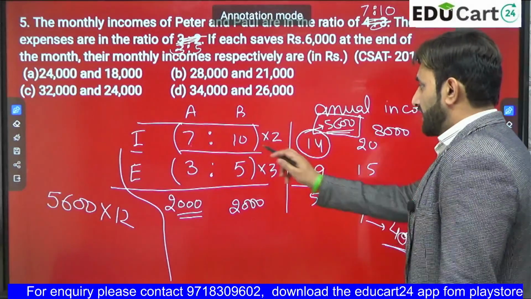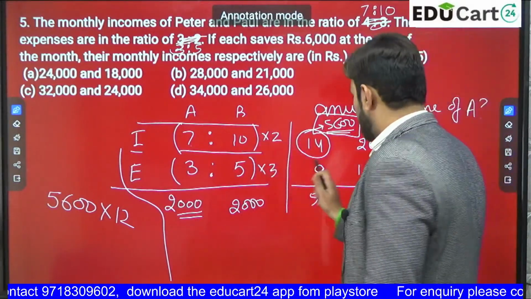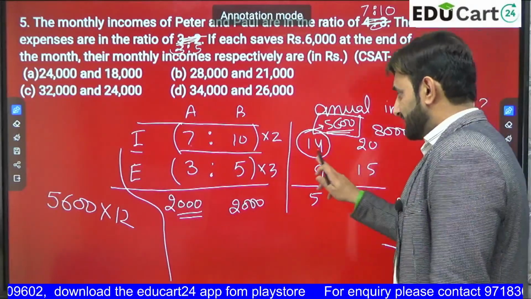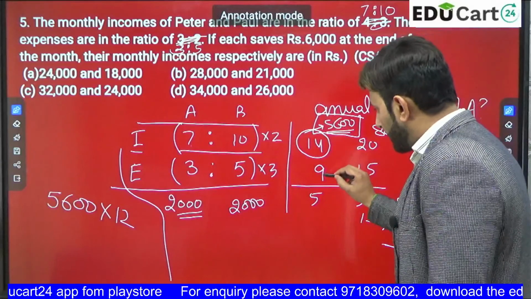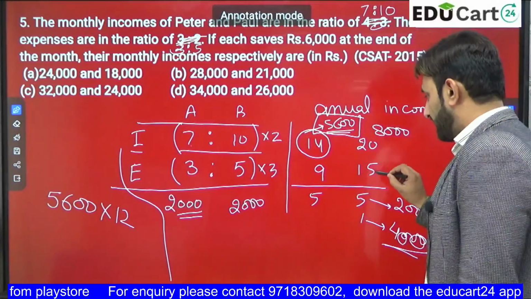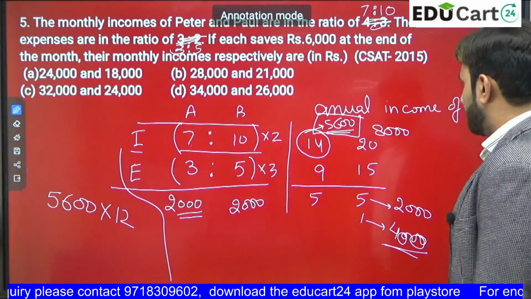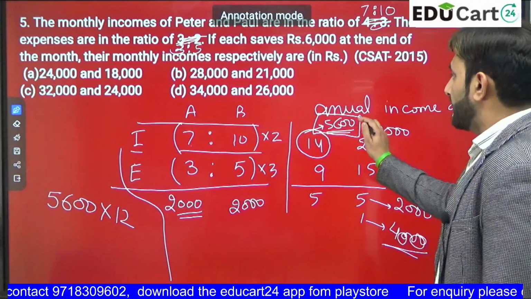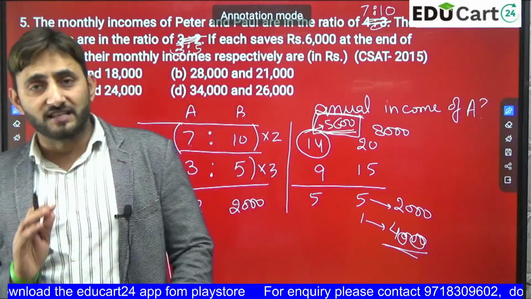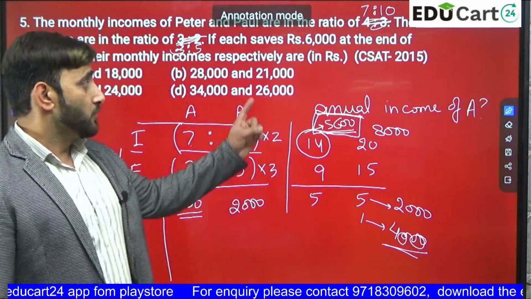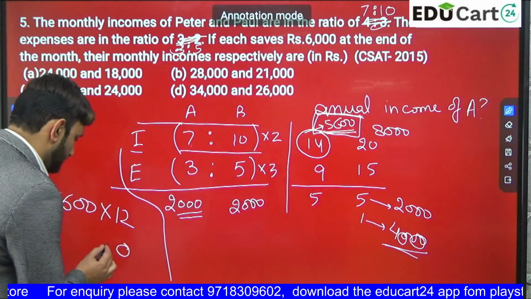Then we get the ratio of their incomes upon doubling: 2 sevens are 14 and 2 tens are 20. So 14 and 20 are their incomes, and the expenditures you multiply by 3, so 9 and 15. So out of 14, 9 is spent, 5 is remaining. Out of 20, 15 is spent, 5 is remaining. And this 5 parts is equal to 2,000. One part's value comes to 400. One part is 400, so A's monthly income will be 14 into 400, 5,600. A's monthly income is 5,600, but we want the annual income. Annual income will be 12 times of this. Got it, my dear?